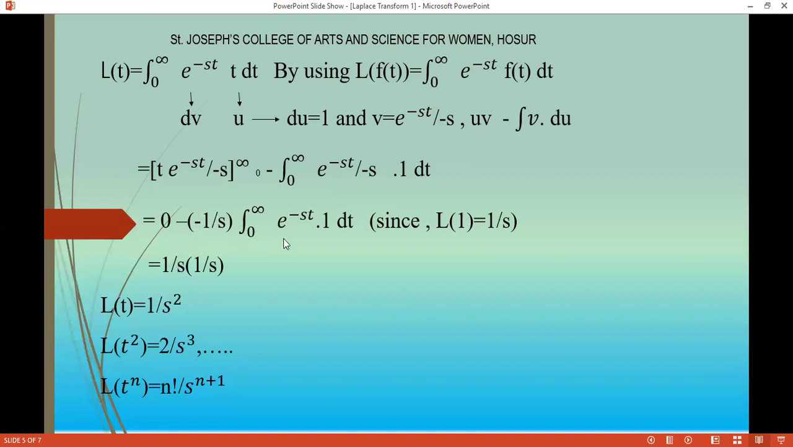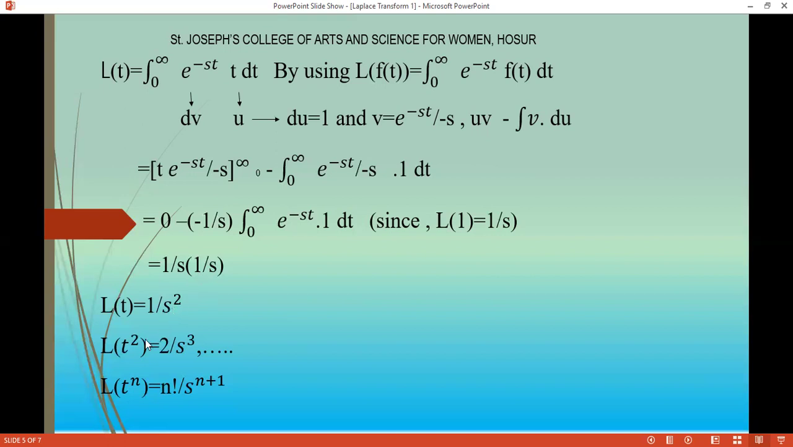This is nothing but e power minus st into 1 dt, which is nothing but the previous Laplace transform. F of t, e power minus st into 1 dt, means from the previous proof, we can say that L of 1 is equal to 1 by s. So 1 by s into 1 by s is 1 by s square.